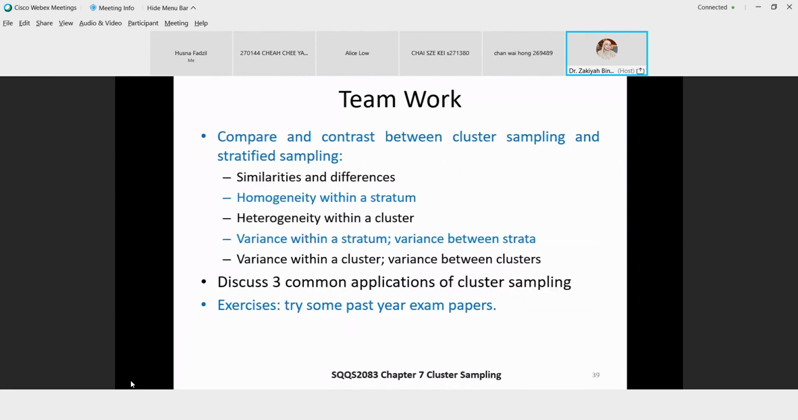Compare and contrast between cluster sampling and stratified sampling. This is very important. Do your own notes. I know I put that teamwork, but everybody's got to do this on your own and then discuss as a team and then come up with the best possible answers. That's what we call the team synergy.